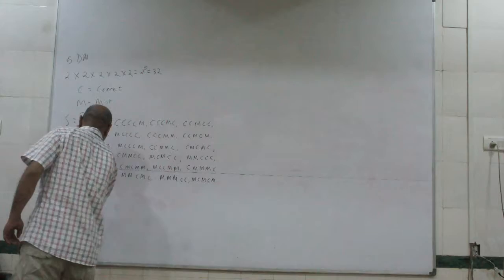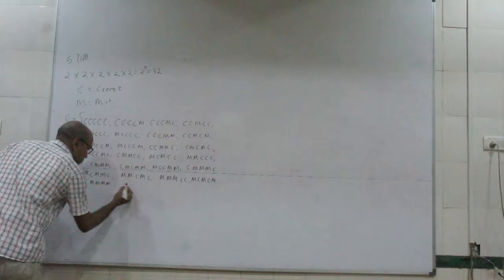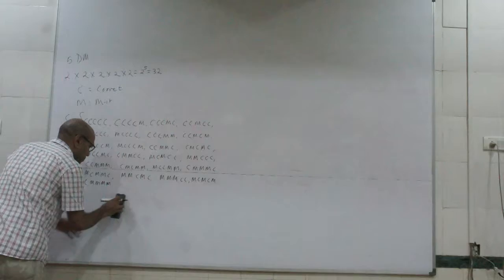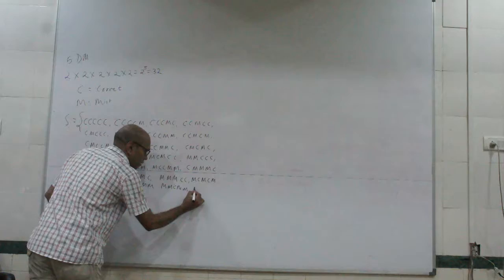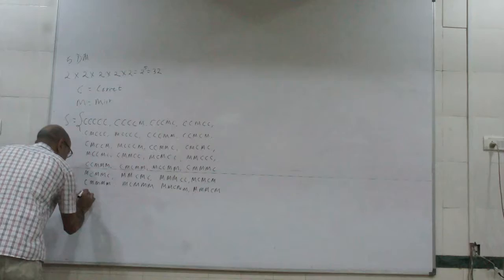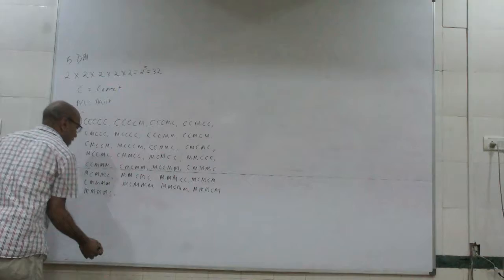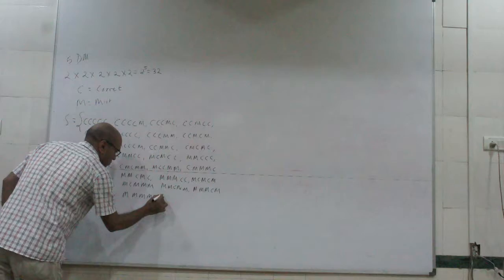C, M, M, M, M. Then M, C, M, M, M. Then M, M, C, M, M. Then M, M, M, C, M. Then M, M, M, M, C. And last would be all M. We have 32. Please count.